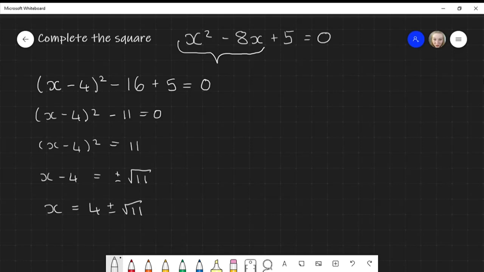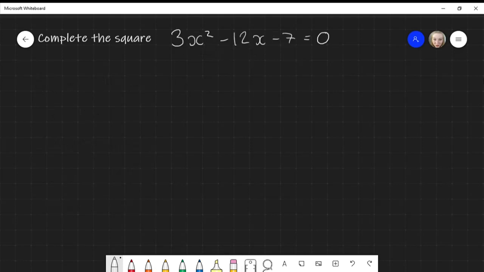So let's do a second example. Okay, this is our second example. If you notice, we have a constant in front of the x squared term. So we have 3x squared minus 12x minus 7 is 0. The first thing I'm going to do is focus on the x terms. This time I'm going to factor out that 3.